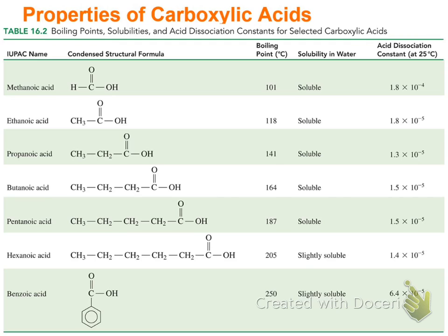The acid dissociation constants. Remember, we talk about Kas and pKas. All you have to know is that they're weak. Their values are 10 to the minus 4, roughly. You notice they're all roughly the same: 1.8 times 10 to the minus 4, 1.8 times 10 to the minus 5, 10 to the minus 5, 10 to the minus 5, 10 to the minus 5. So basically, they're all the same in terms of their acid strength.